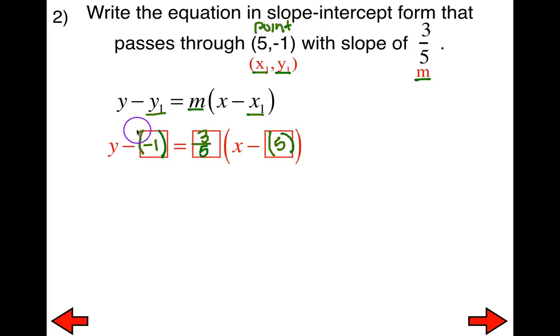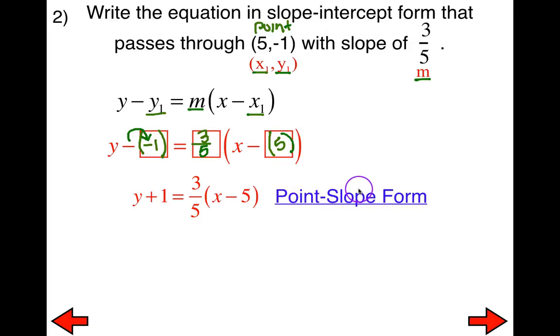So at this point, I'm going to check to see if I need to distribute any negatives because we don't like minus minus. So here, because I don't like having a minus negative, I'm going to distribute. A negative times a negative is a positive. And this is totally fine. So it's going to be y plus 1 equals 3/5 times the quantity x minus 5. Here is your point slope form. But again, they're not asking me for that.